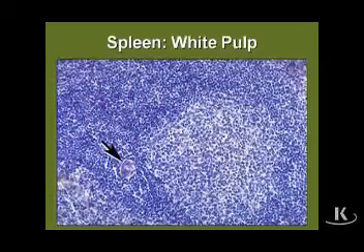And basically at a higher magnification view, we see the same thing. The arrow indicates the location of a central artery. Immediately surrounding it will be the peripheral white pulp containing mainly T cells, and the lighter staining circular profile adjacent to it is the germinal center.